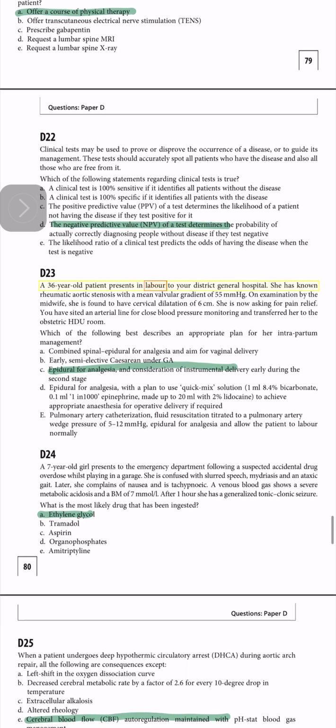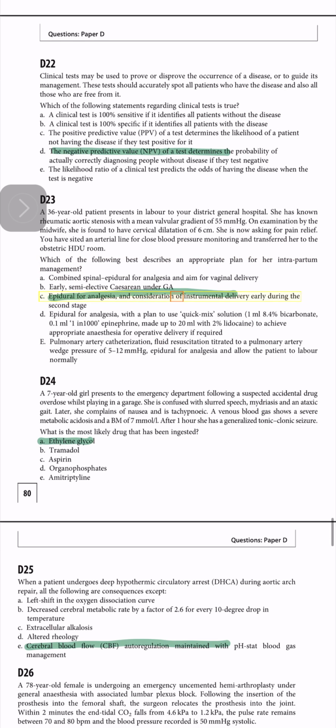A 36-year-old patient presents in labor to your district general hospital. She has known rheumatic aortic stenosis with a mean valvular gradient of 55 mmHg. On examination by the midwife, she is found to have cervical dilatation of 6 cm. She is now asking for pain relief. You have sited an arterial line for close blood pressure monitoring and transferred her to the obstetric delivery room. Which of the following best describes an appropriate plan for her intrapartum management? A. Epidural for analgesia, and consideration of instrumental delivery early during the 2nd stage. D.